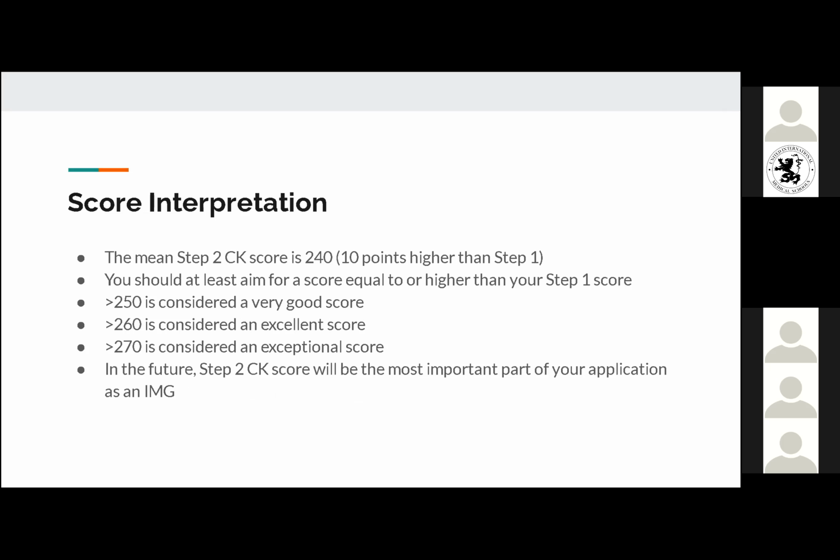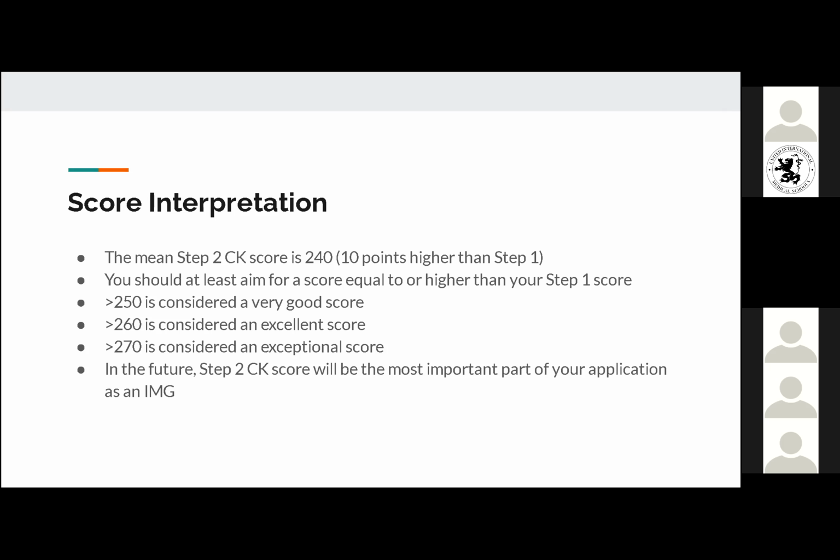Score interpretation. So the mean Step 2 CK score is 240. So it's 10 points higher than Step 1. And basically, what's recommended is that you should at least aim for a score equal to or higher than your Step 1 score. More than 250 is considered a very good score. More than 260 is considered an excellent score. And more than 270 is considered an exceptional score.